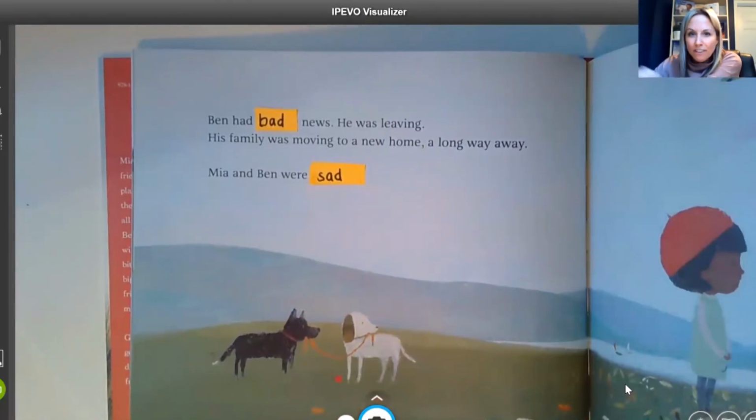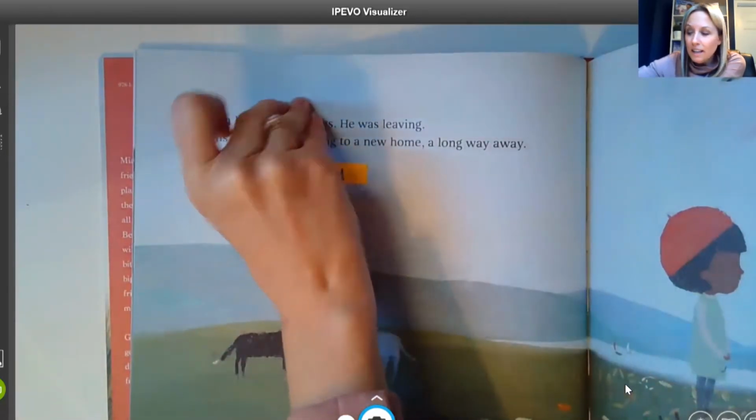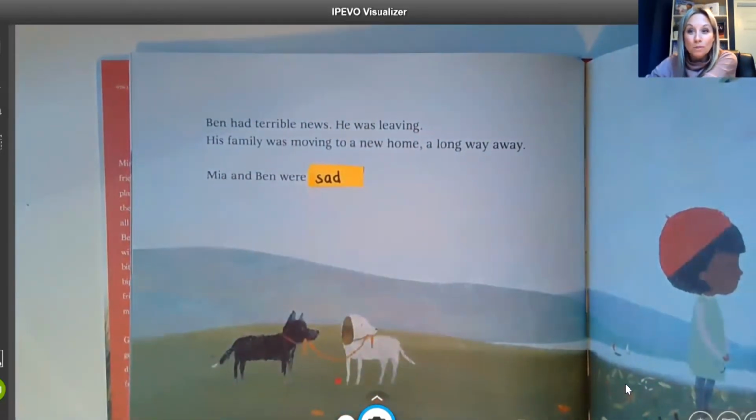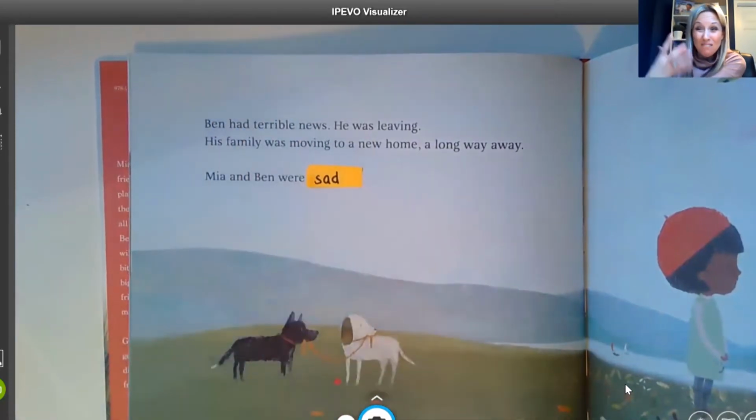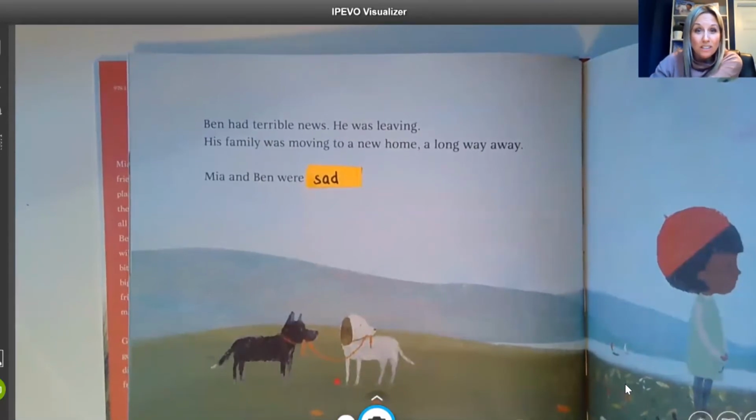Okay, you ready for me to unveil what word the author chose instead? Terrible. Listen again as I read it this way. Ben had terrible news. He was leaving. It made it sound worse, didn't it? Yeah, even though bad and terrible kind of mean the same thing, changing the word from bad to terrible made it feel bigger, right? Made it feel like it was a worse situation.